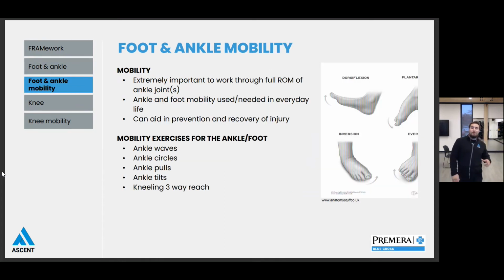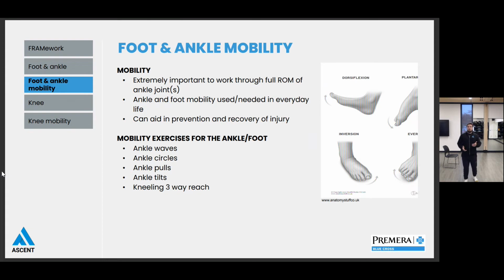So now talking about mobility, touching on what I touched on that last slide, we want to work through that full range of motion in order to get that flow of blood and nutrients to those joints, to those ligaments. And we really want to make sure that as we're doing this, we're working through the natural motions of our foot and ankle. Those are dorsiflexion, plantar flexion, inversion, and eversion.